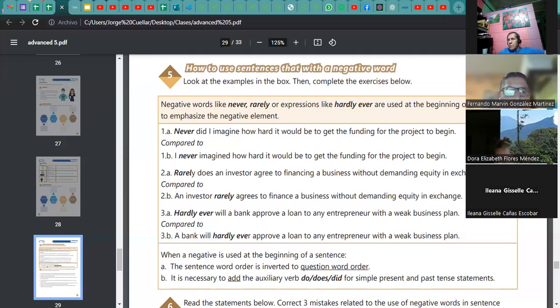Very good. Perfect. And the last part is actually the explanation, right? When a negative is used at the beginning of a sentence, the sentence word order is inverted to a question word order, and we need to add the auxiliary, okay? Any auxiliary, not only those ones, right? So any auxiliary that you might use for the sentence. Okay, do you have any questions about this?